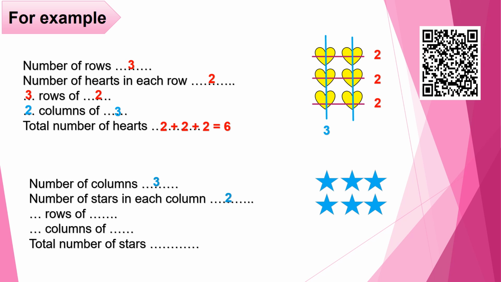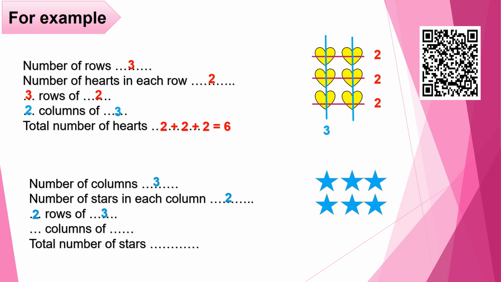How many rows do we have? Rows, horizontal lines. How many rows? 2 rows. Inside each row, how many stars? 3 stars. So we have 2 rows of 3 stars.